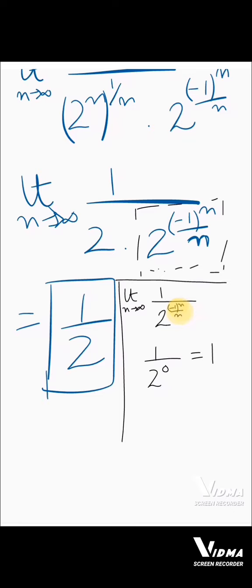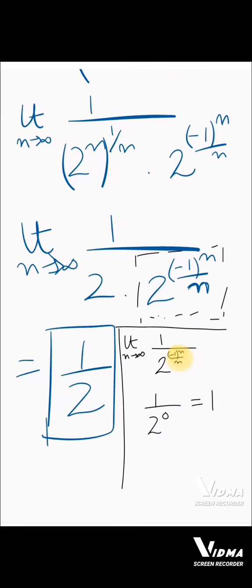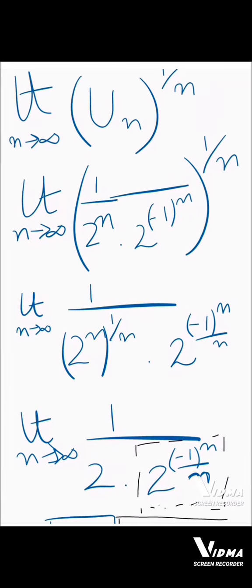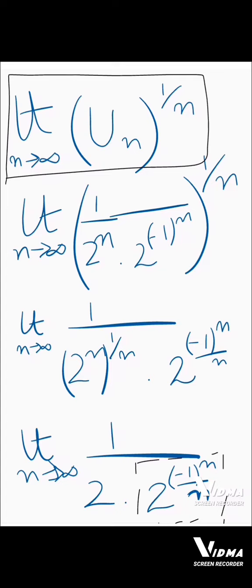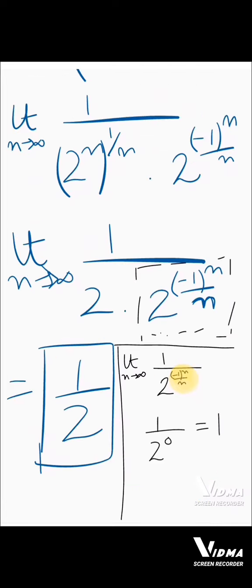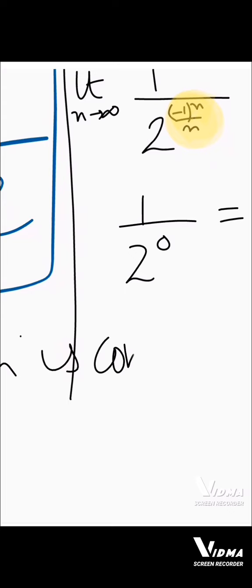Now what? Now Cauchy's root test says if this limit comes out to be less than 1, then we say that the series Σu_n is convergent, right?